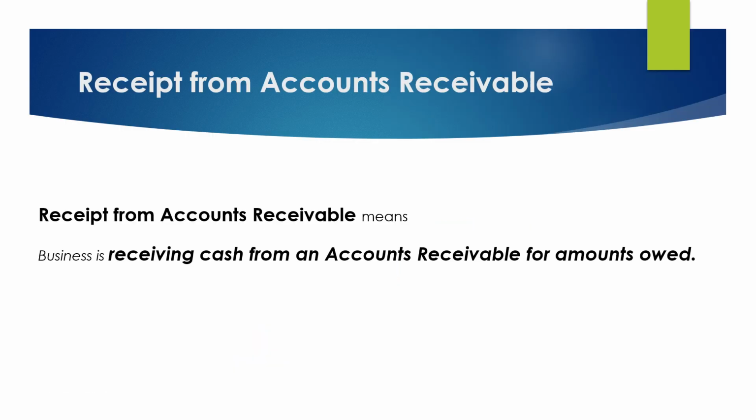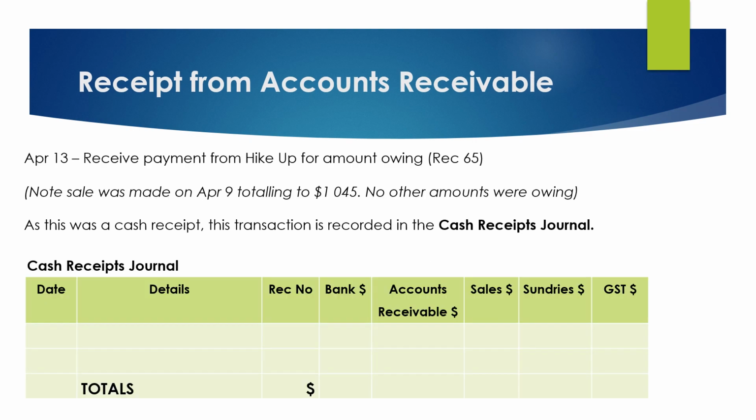Receipt from accounts receivable means that the business is receiving cash from an accounts receivable for amounts owed. Here's an example. On the 13th of April, the business received payment from HiCup for amount owing. Note that the sale was made on the 9th of April, totaling to $1,045. No other amounts were owing. As this was a cash receipt, the transaction is recorded in the cash receipts journal.